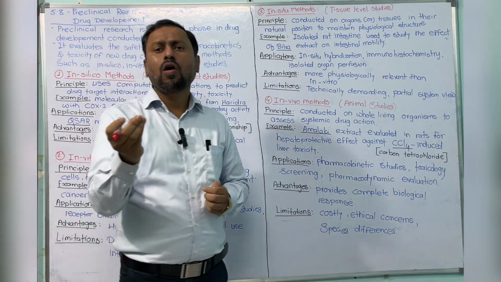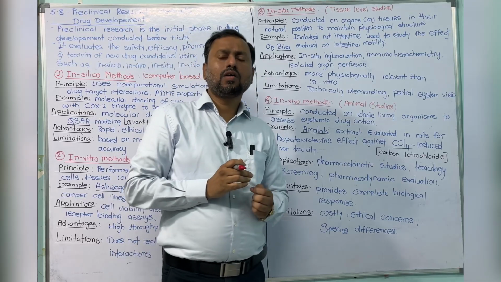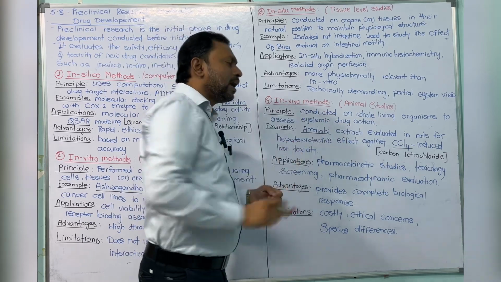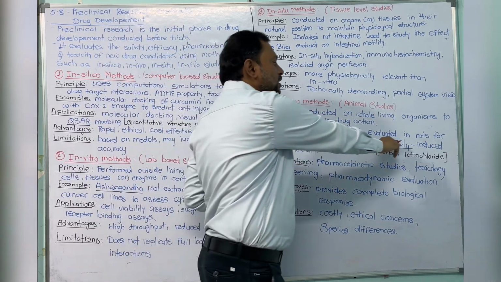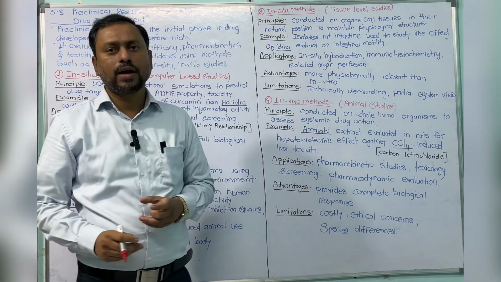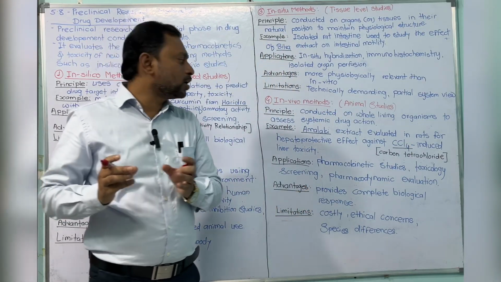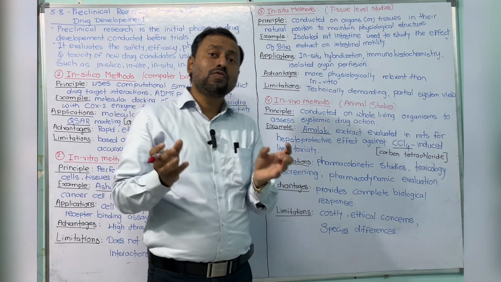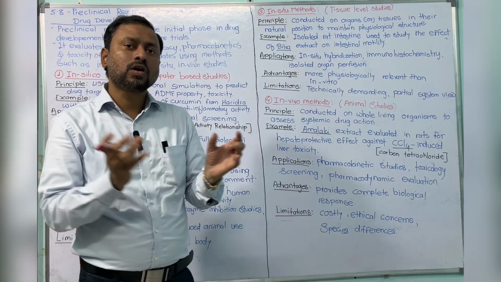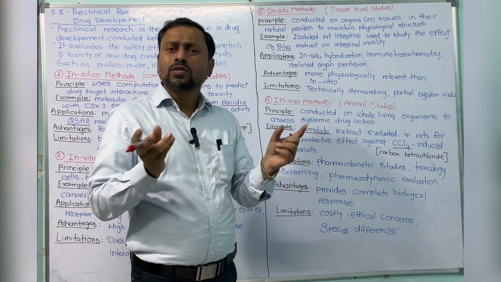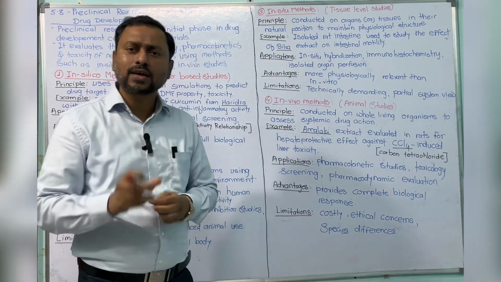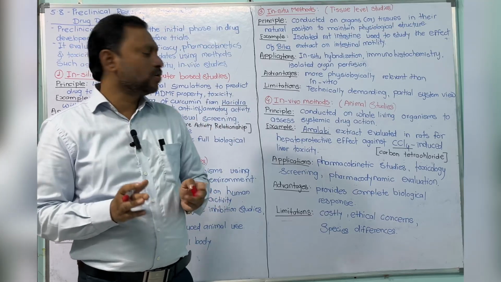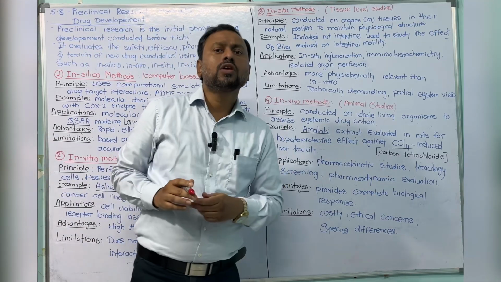In that rat, we give the amlaki or Emblica officinalis fruit extract, and after that we give CCl4, carbon tetrachloride. Carbon tetrachloride is a toxic drug that produces liver toxicity. If we give carbon tetrachloride as well as amlaki, we analyze whether this drug protects the liver or not. Like this we are doing the experiment. This is one example of in vivo toxicity.